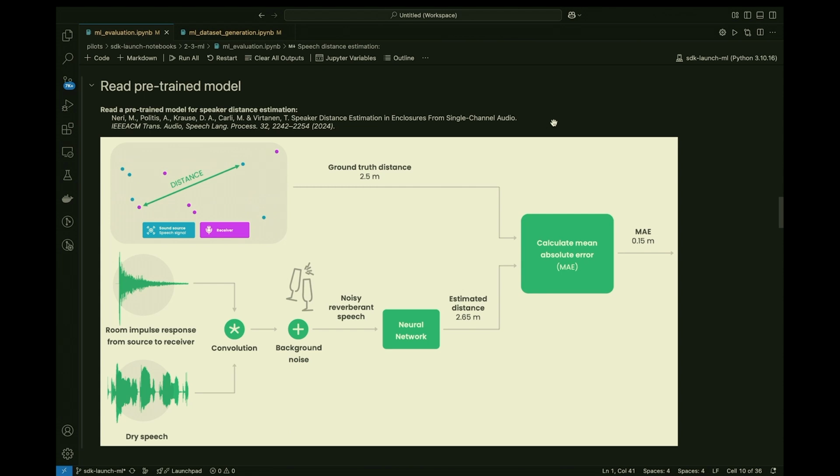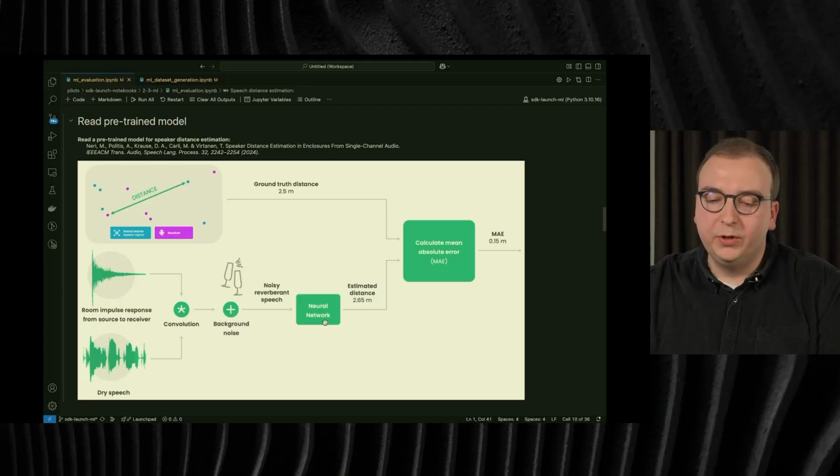What we're doing to evaluate this network is that we have dry speech signals, which we take from a speech database, and we have either simulated or measured room impulse responses. If we convolve both of those together, we get reverberant speech signals, and then we can also add background noise to them to get our noisy reverberant speech that we would capture with the microphone on the device. We then input this noisy reverberant speech to the neural network, and the network tells us the estimate of the source receiver distance.